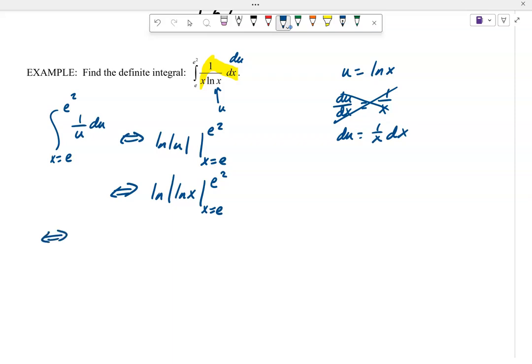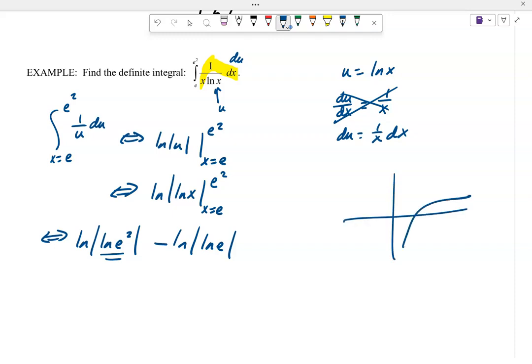So we've got the natural log of the absolute value of ln of e squared, minus the natural log of the absolute value of the ln of e. Well, the ln of e squared, remember ln and e undo each other. Here's my natural log of x, and here's my e to the x. They're inverses. In other words, they're reflective about the line y equals x. So they undo each other. ln of e squared is just the 2. ln of e to the 2 is 2.